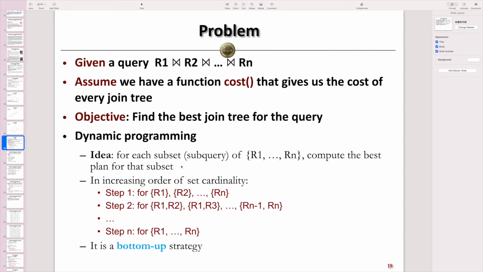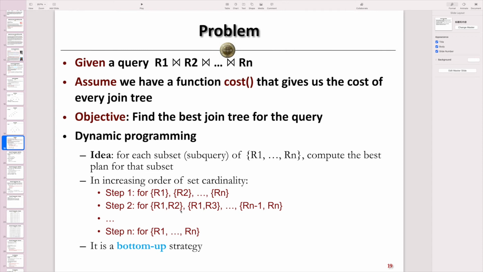We can do this computation in increasing order of the set cardinality. Step 1 is based on the individual relations, so we have R1 to Rn as individual relations. Based on step 1, we can calculate the join cost for them. Then we can further increase the size of these subsets by incorporating more relations into them. Therefore, we have step 2, which covers subsets of 2 relations: R1 and R2, R1 and R3, and Rn minus 1 and Rn. And we can calculate the best plan for computing them at the same time.